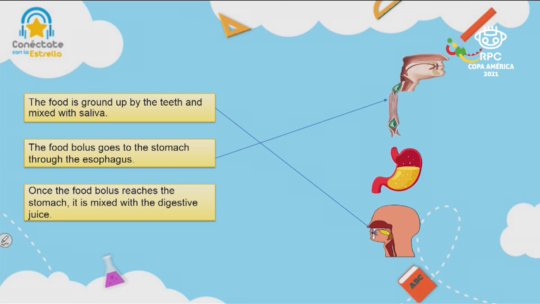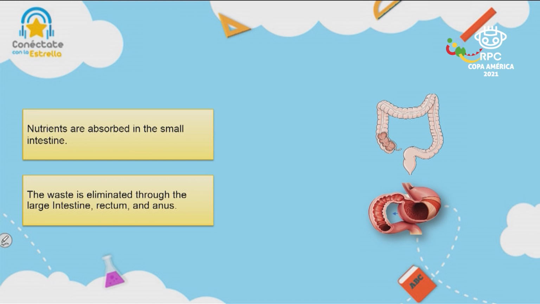Once the food bolus reaches the stomach, it's mixed with digestive juice, and the digestive juice here is represented in color yellow. Okay, let's continue practicing. We have 2 more. Nutrients are absorbed in the small intestine and the waste is eliminated through the large intestine, rectum, and anus. Here we are.